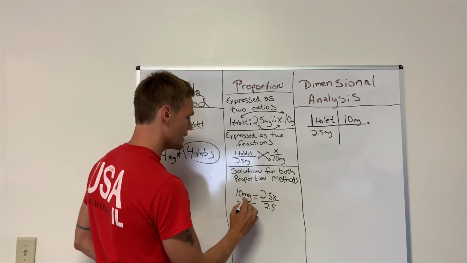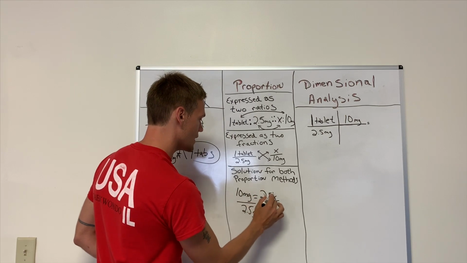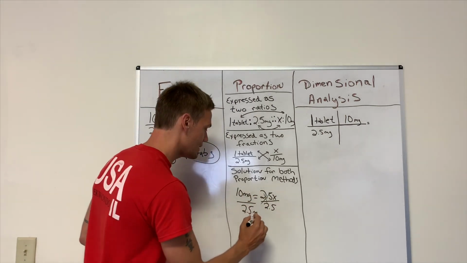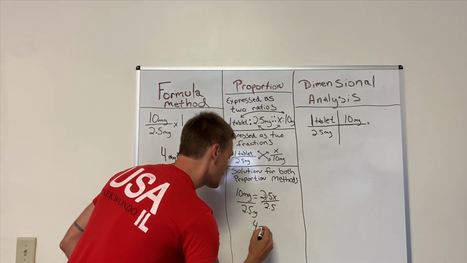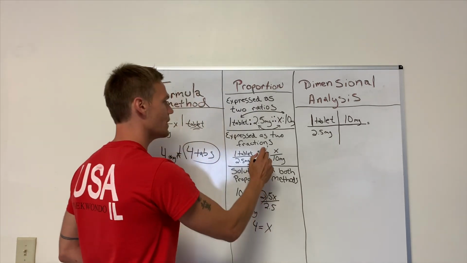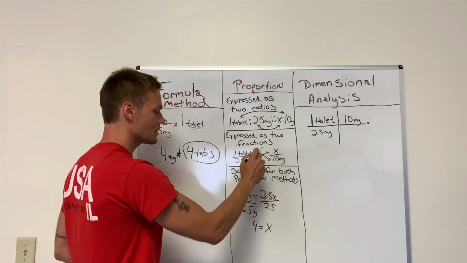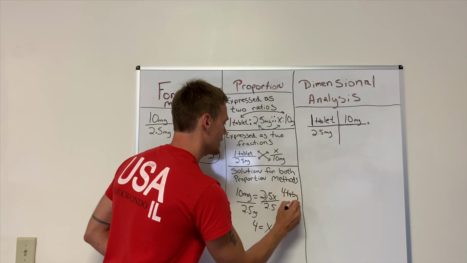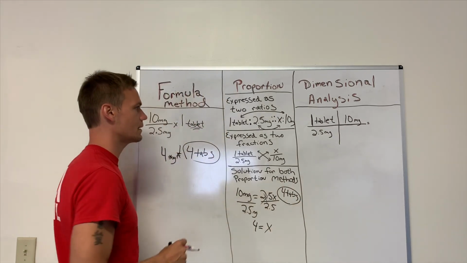So it ends up looking like this. This crosses out. 10 divided by 2.5 is 4. So you get 4 equals x. And remember x, we're looking for tablets. So it's going to be 4 tabs. Circle that final answer.